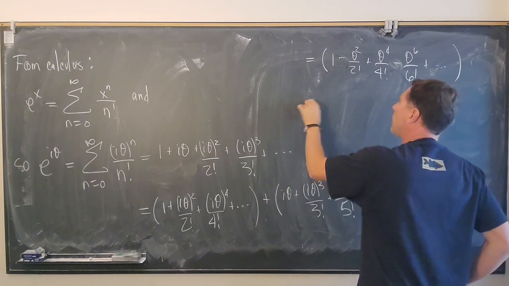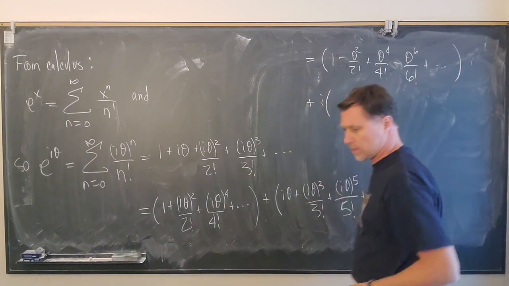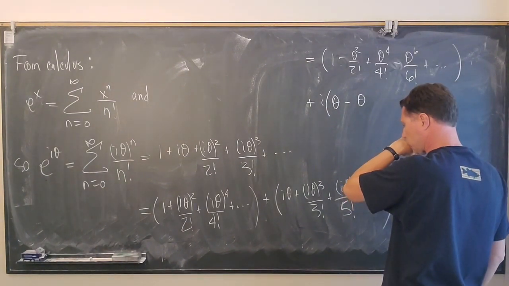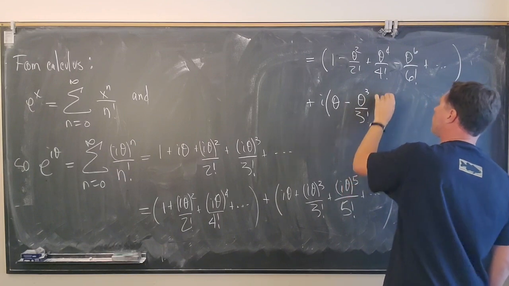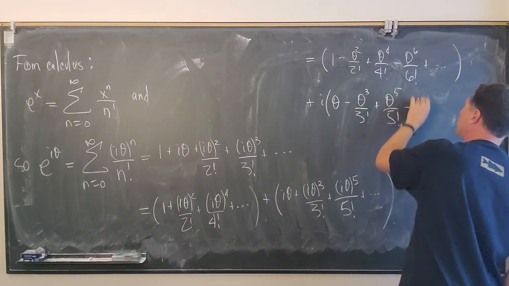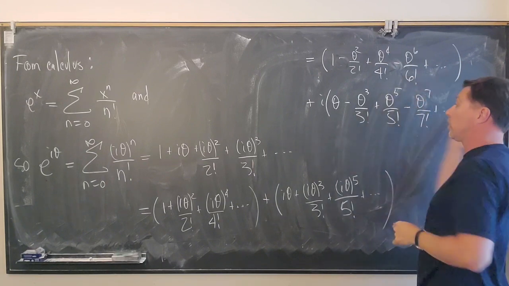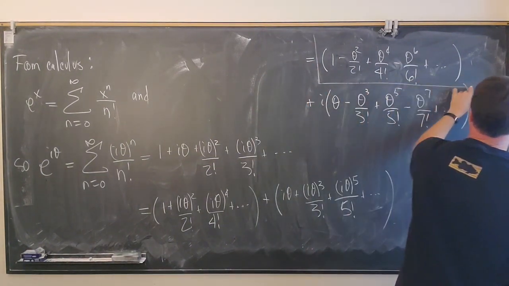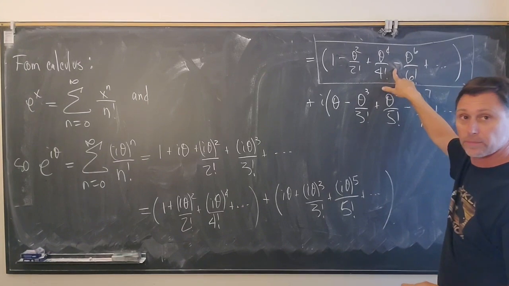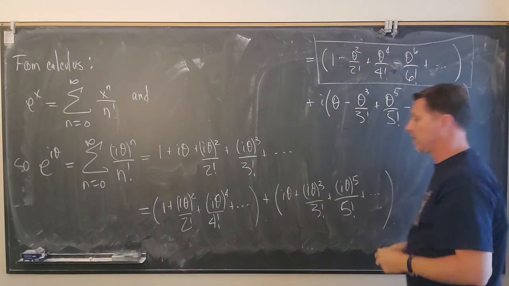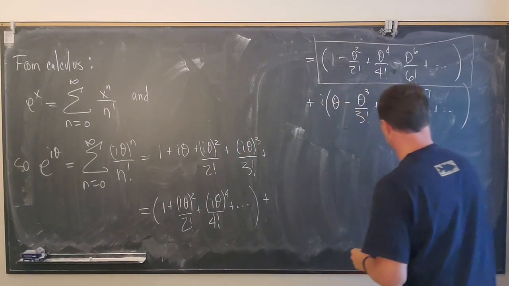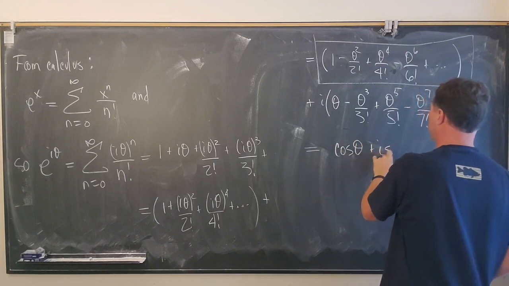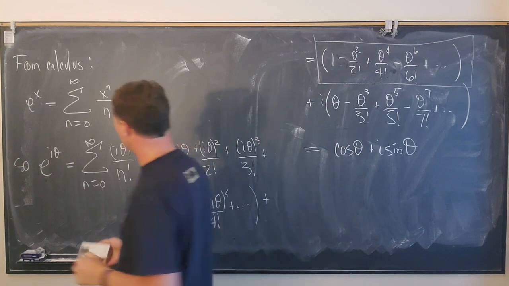Same thing here. If I pull an i out, I'm going to get theta minus theta cubed over 3 factorial plus theta to the 5th over 5 factorial minus theta to the 7th over 7 factorial, and so on. Another alternating series. And now you need to remember back to calculus. Who is that one right there? That's cosine of theta. Who's this one inside the parentheses? That's sine of theta. And so this is equal to cosine of theta plus i sine theta.